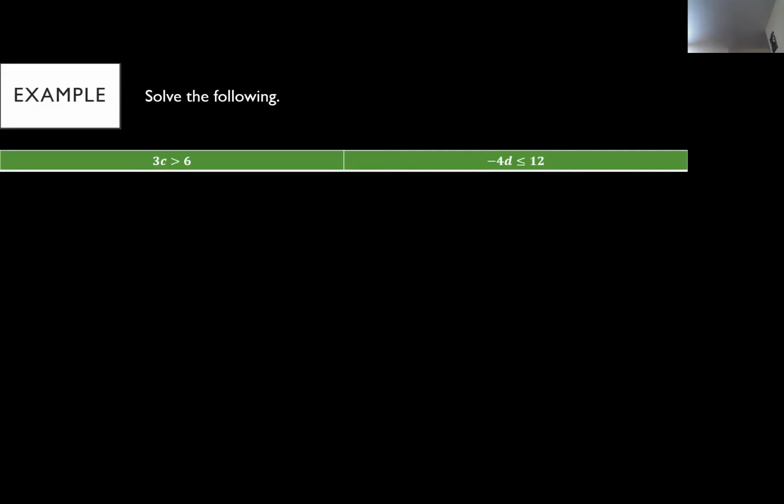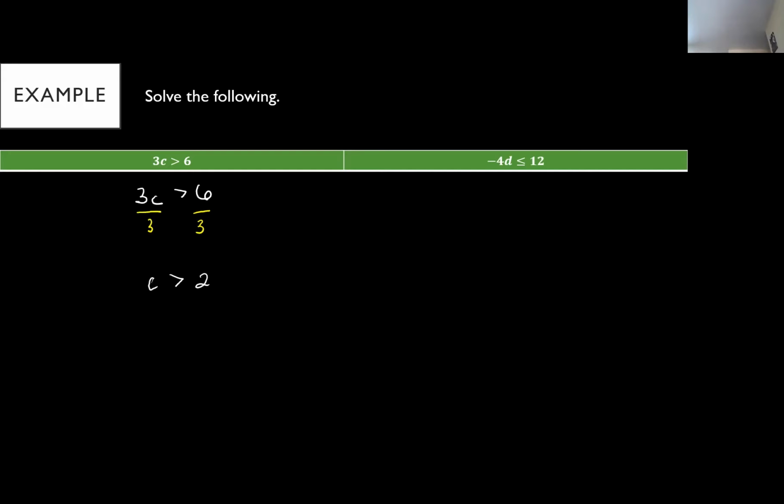So I've got 3C is greater than 6. So we want our variable on the left, which we already have. And then we want to have just C. We don't want 3C. So we need to divide both sides by 3. Now we are dividing by a positive, so we don't have to do anything different here. We just have the same symbol. We get C greater than 2, because 6 divided by 3 is 2.